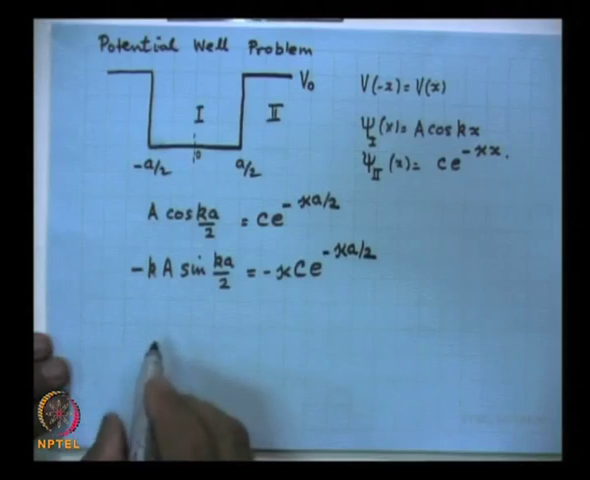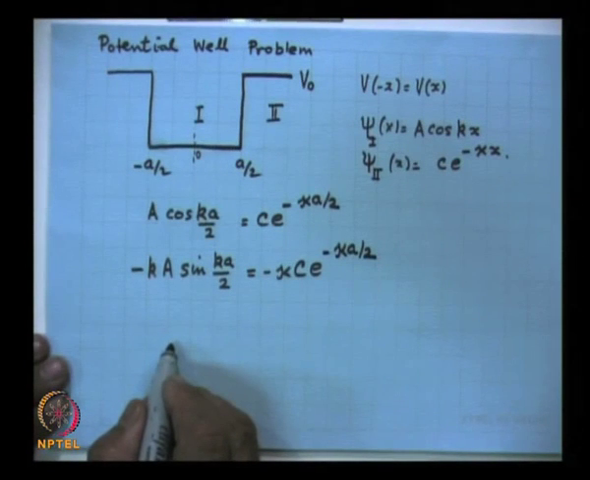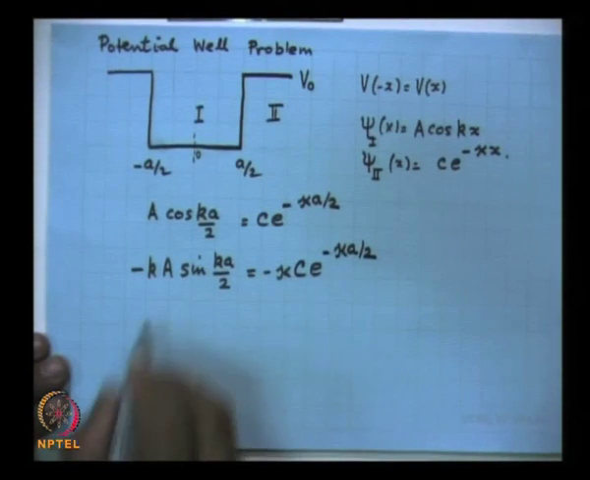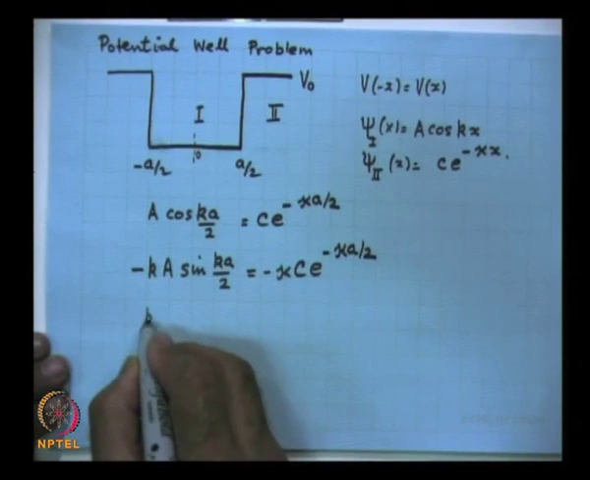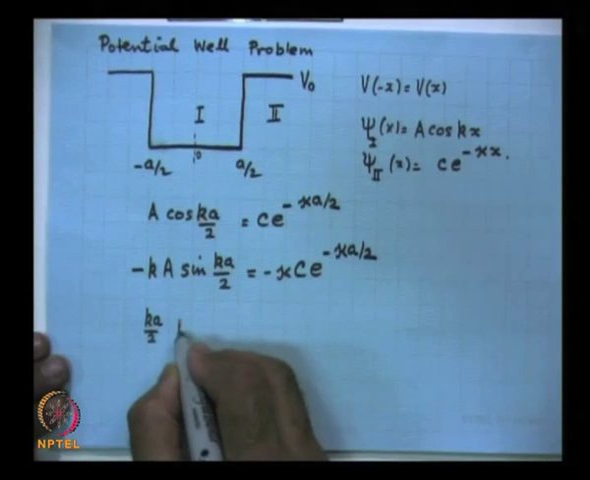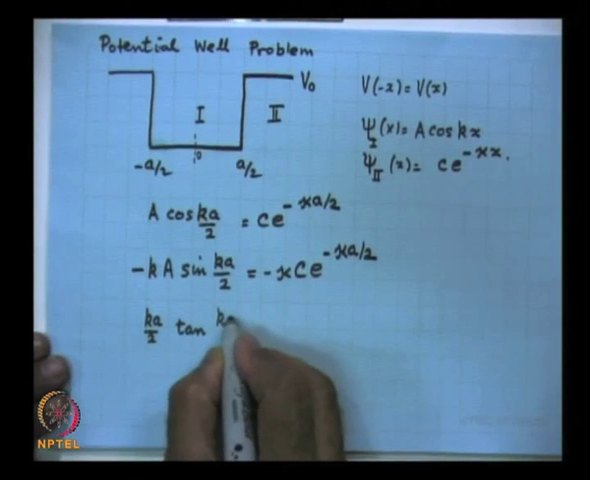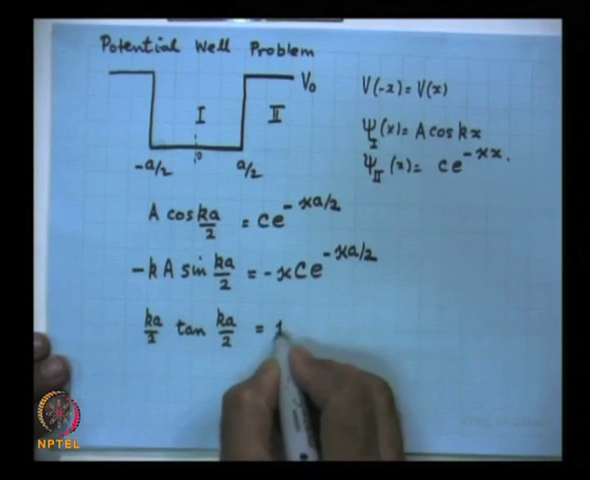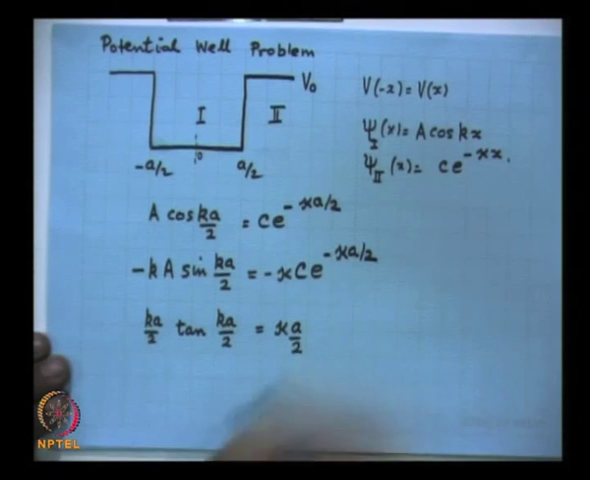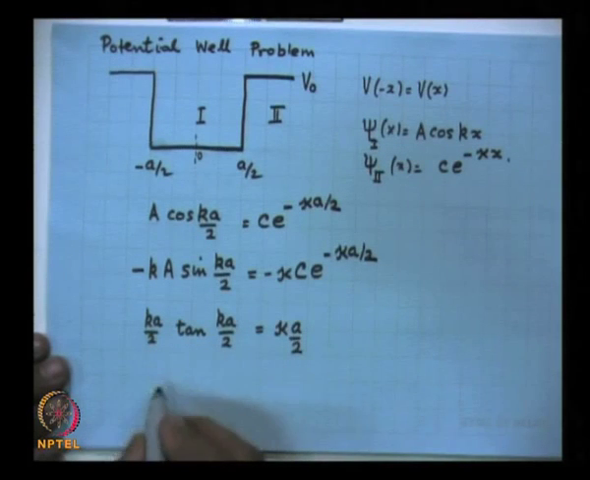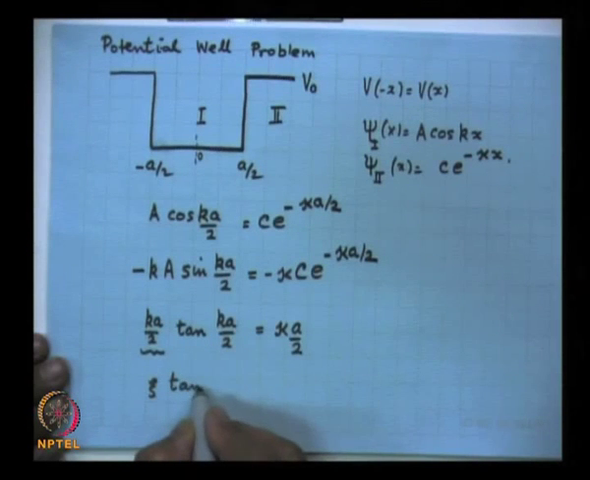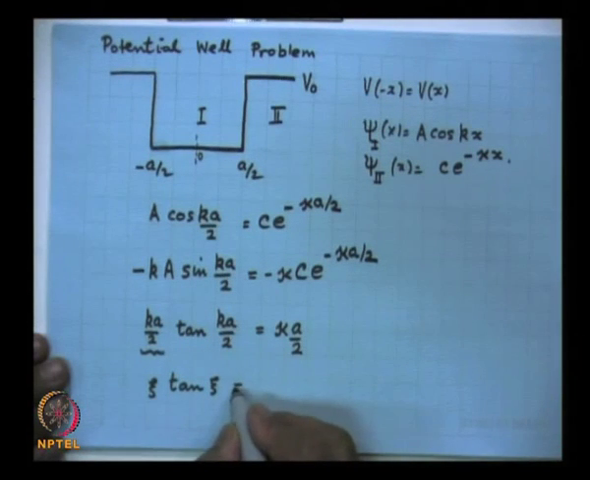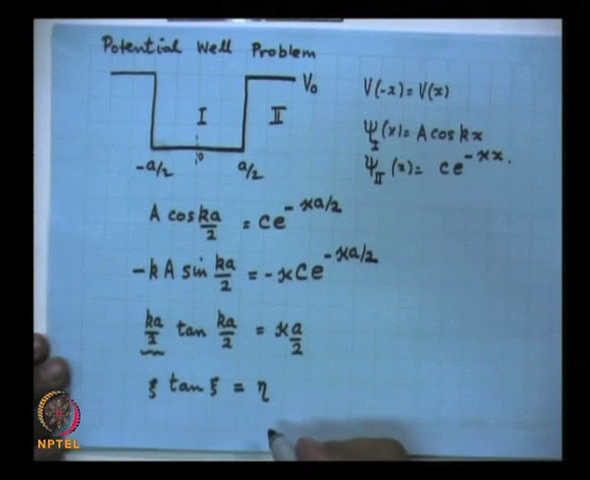And for non-trivial solutions, as we discussed last time, if I divide one with respect to the other, we will have k a by 2 tan k a by 2 is equal to kappa a by 2. We write this quantity as xi. So, xi tan xi is equal to eta, where eta is equal to kappa a by 2.